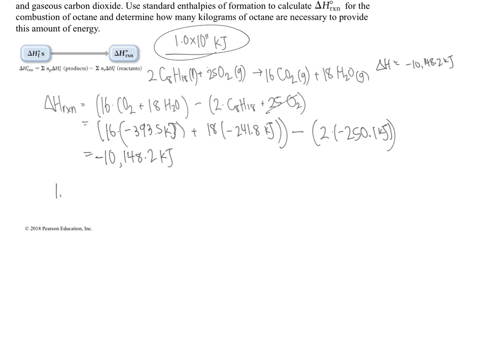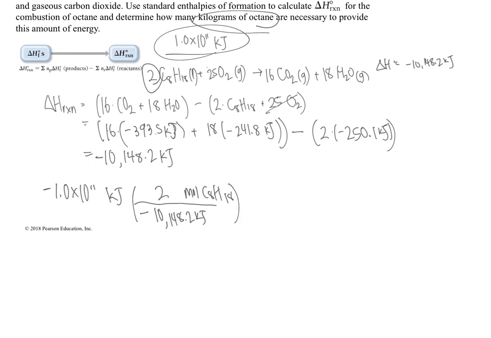So if I need to produce 1 times 10 to the 11 kilojoules in a day, and I'm producing it, so it's going to be a negative number, I'm going to use my enthalpy of reaction, negative 10,148.2 kilojoules. And it wants to know how many kilograms of octane are necessary. So I want to go to moles of octane. And the number in my chemical reaction is a 2 in front of that. This is what keeps that a ratio.